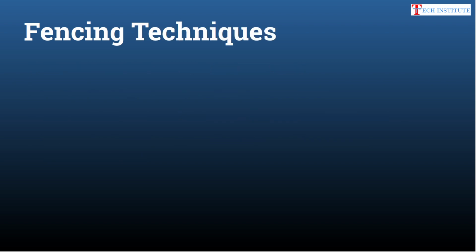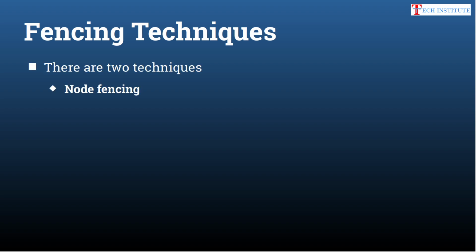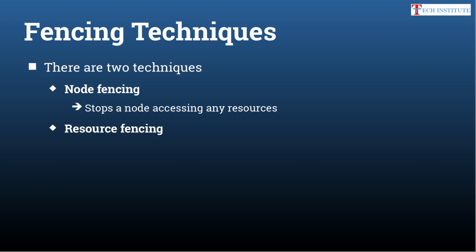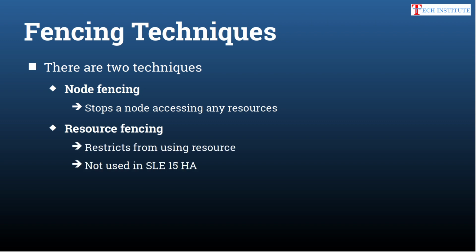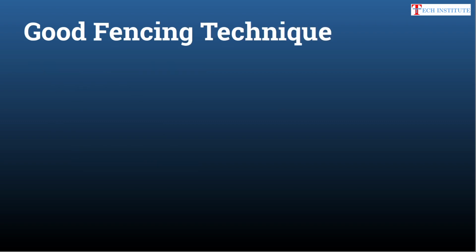So what are the techniques for this fencing? There are two types of techniques. One is node fencing, where the faulty node will be fenced or stopped from accessing any resources. Whereas there is one more, called resource fencing, where you'll be fencing access to a resource, which is not implemented or used in Suse or Opensuse high availability cluster.